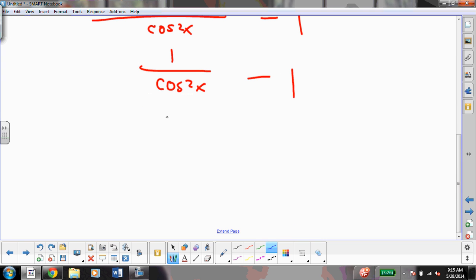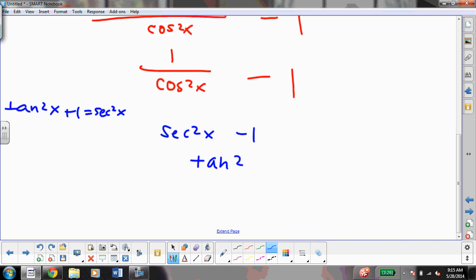And 1 over the cosine squared x is secant squared x. And secant squared x minus 1 is also a Pythagorean identity. It's manipulating the identity tangent squared plus 1 equals secant squared. So secant squared x minus 1 would have to be tangent squared x, which is what we were going for.